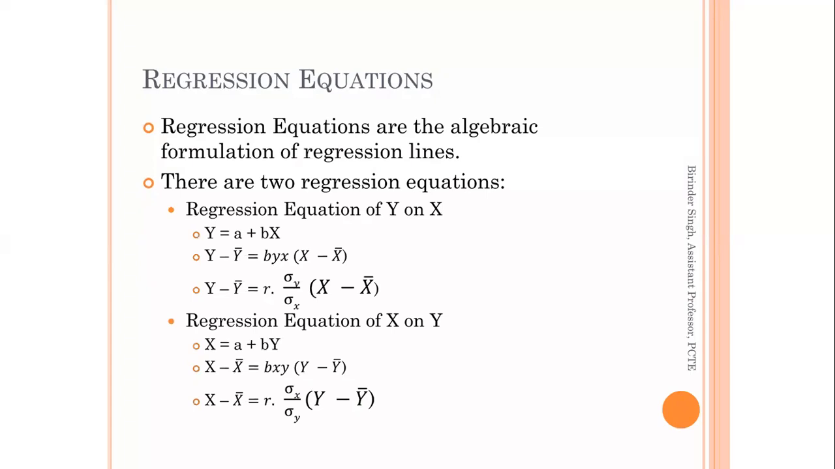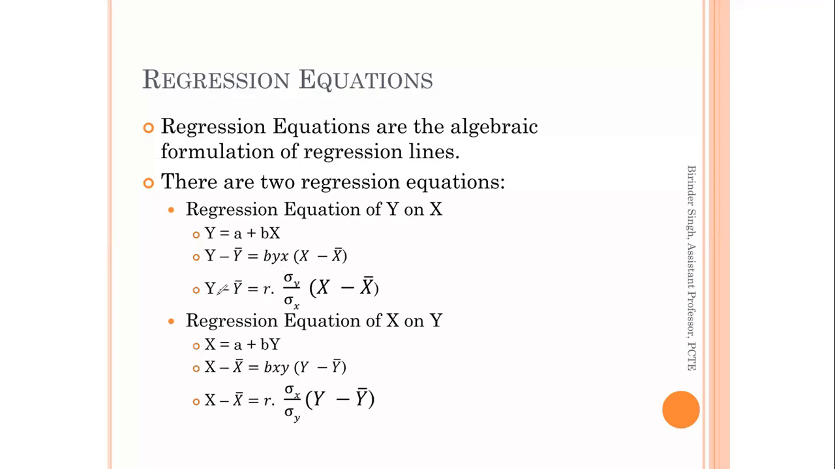The next one is regression equations. Regression equations are algebraic formulas of the regression lines. So there are two regression equations: one will be y on x, the other one x on y. y on x is given by the general regression equation: y is equal to a plus bx. x is called the independent variable, y is called the dependent variable, a is a constant, and b is called the coefficient of x. Similarly, if you are taking the assumed mean, then we have y minus y bar is equal to byx into x minus x bar. Here byx is called the regression coefficient of y on x.